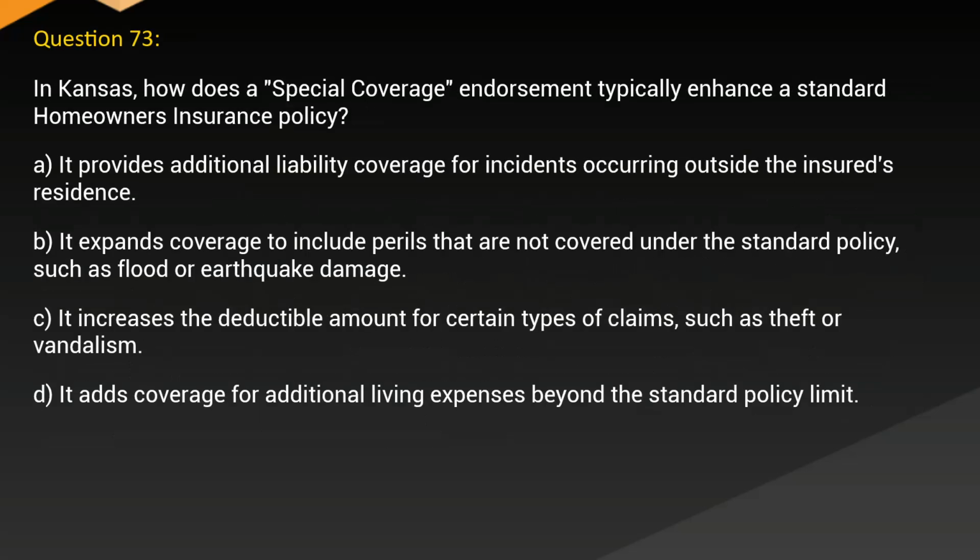Question 73. In Kansas, how does a special coverage endorsement typically enhance a standard homeowner's insurance policy? A. It provides additional liability coverage for incidents occurring outside the insured's residence. B. It expands coverage to include perils that are not covered under the standard policy, such as flood or earthquake damage. C. It increases the deductible amount for certain types of claims, such as theft or vandalism. D. It adds coverage for additional living expenses beyond the standard policy limit.